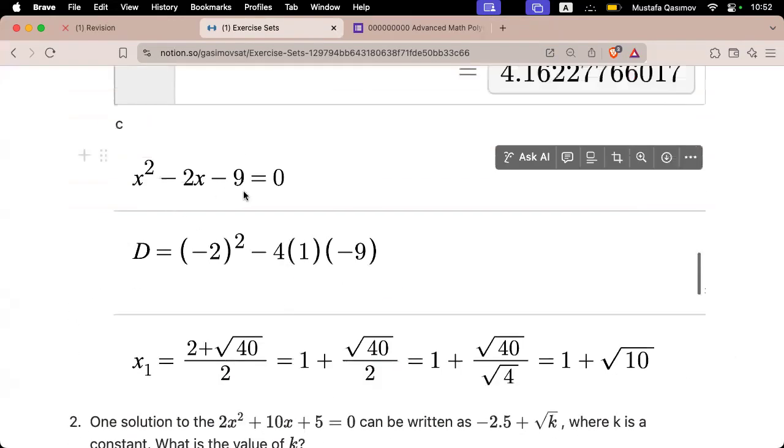X squared minus 2x minus 9 is equal to 0. Find discriminant, it is equal to 40. Then x1 is equal to 2 plus square root of 40 over 2. Some students take here 40. Okay, 40 is not correct. Some students take here 20. 20 is also not correct. When you divide square root of 40 by 2, it will be square root of 10.